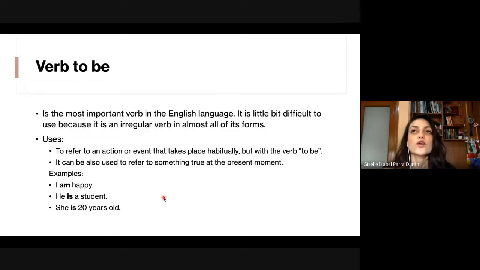Okay, now when we're going to use the verb to be, remember that the verb to be is one of the most important verbs in the English language. It's a little bit difficult to use because it is an irregular verb in almost all of its forms. We also are going to use this verb when we are going to refer to an action or event that takes place habitually. And we can also use it to refer to something true at the present moment. For example, I am happy, he is a student, she is 20 years old, he is the president, okay?